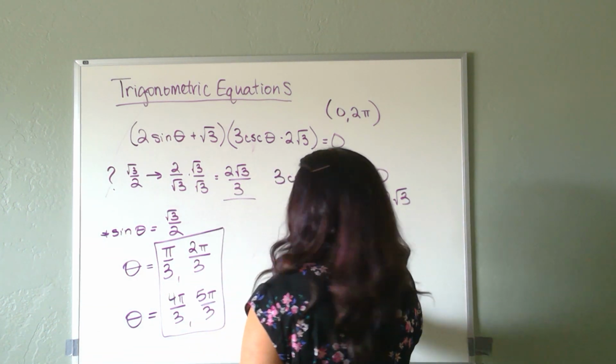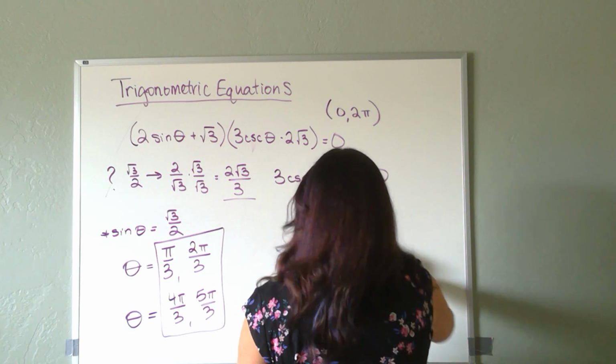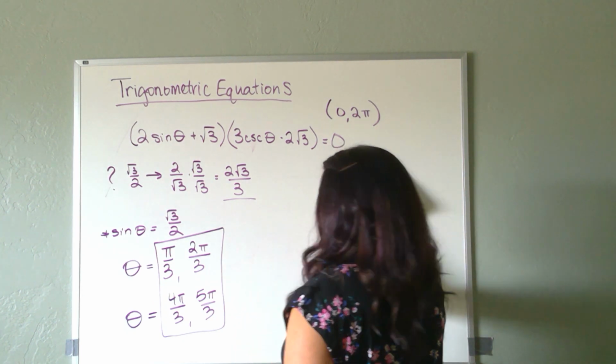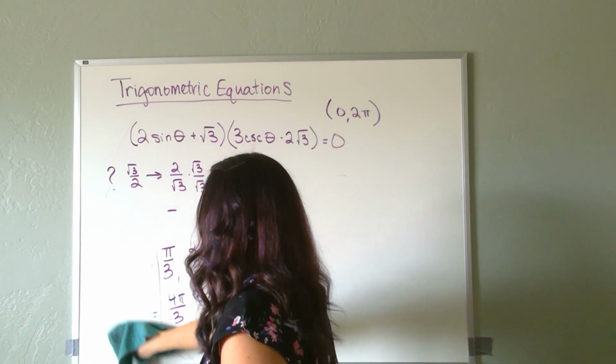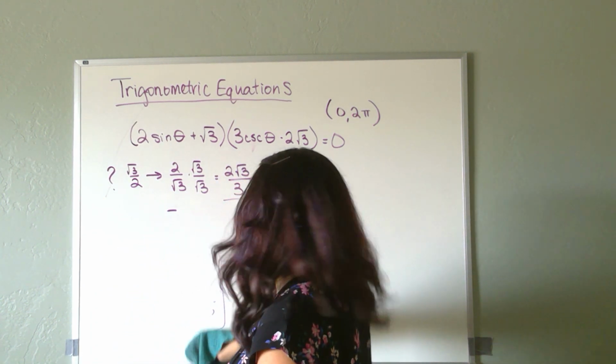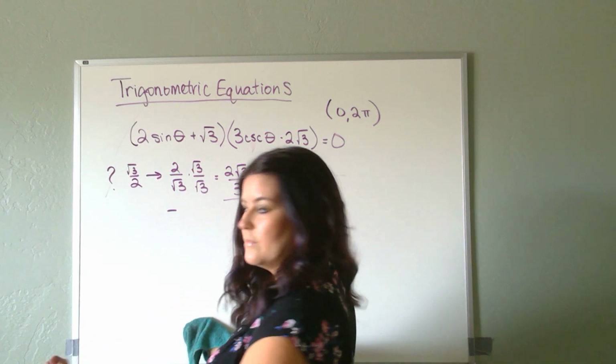So, you do have questions that look just like that. When you have two factors set equal to 0, take each one of them and set each one equal to 0 individually and solve like we have been solving.